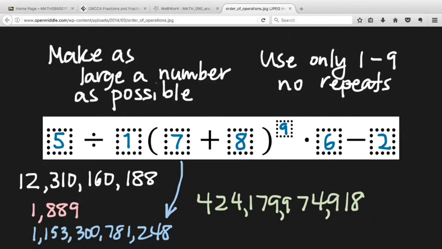When we come back on Wednesday, I'll give away what I believe to be the largest answer to this problem. But so far, that's the number to beat: 1,153,300,781,248.